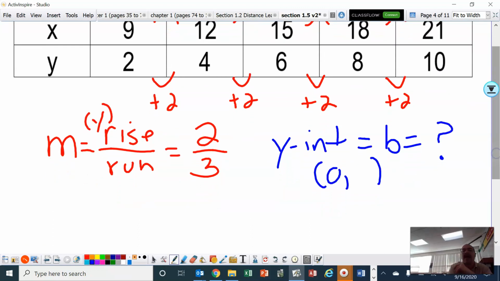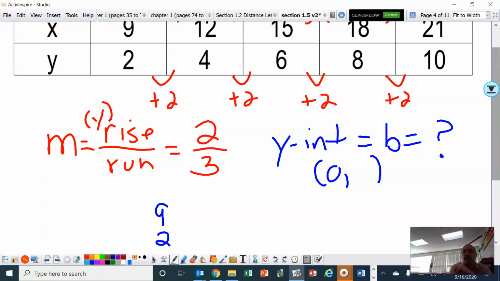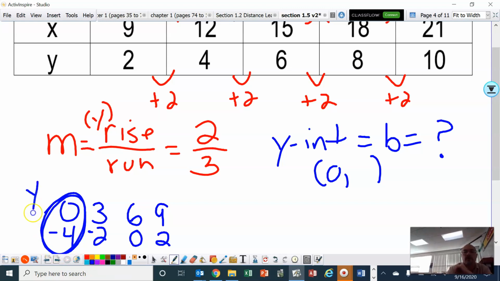So what I'm going to do is I'm going to go backwards. On the top, I'm going to go backwards 3 until I get to 0. So I'm going to count backwards. So I'm going to go 6, 3, 0. I went backwards in the top, the x values. Now the y values, I'm also going to go backwards. So instead of going up 2, I'm going to go down 2. So I'm going to go 0, and then I'm going to go -2, and then I'm going to go -4. So ladies and gentlemen, there's my y-intercept. So now I can write my equation, y equals 2/3 x minus 4.